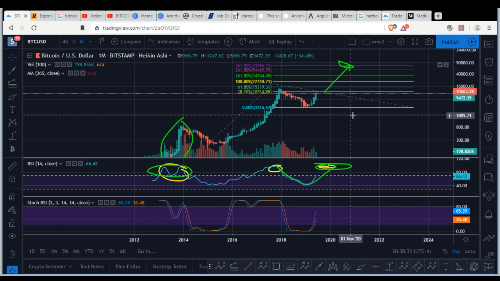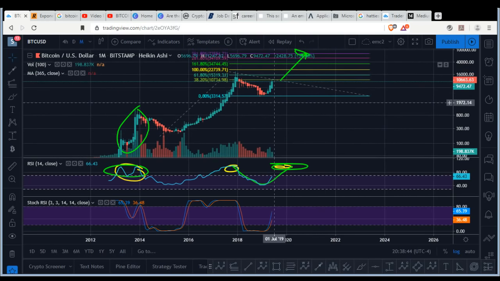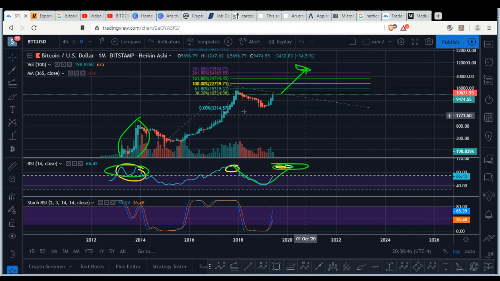Once we get to 80K, we have to be patient. Once we get to 70 to 80K, I'm not even talking about 20K. I'm talking about 80K. Once we get to $80,000, we just have to see at what price point BTC is going to be bottoming out.